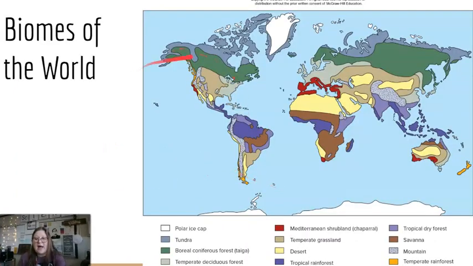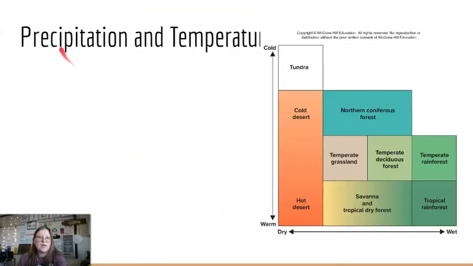So these are the different biomes of the world. They're all listed down here, but we have tundra up near the poles. Those deserts kind of go along this line here. So we can kind of see a pattern. They kind of stripe along at the same latitude. All right, so precipitation and temperature is what determines these different ecosystems, or biomes, I mean.